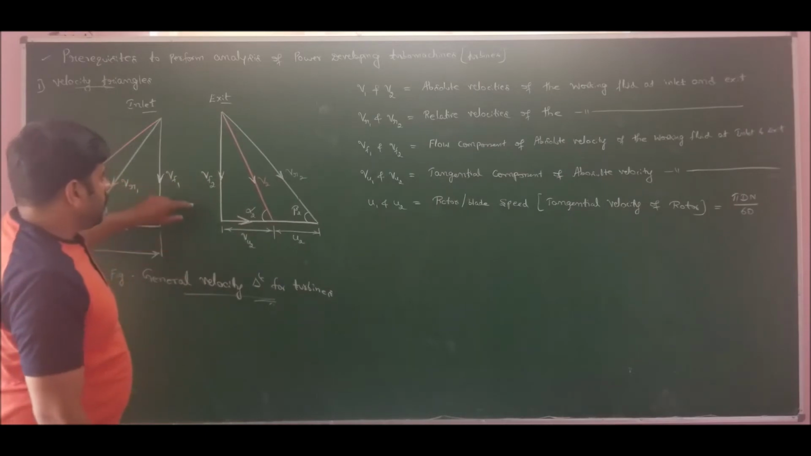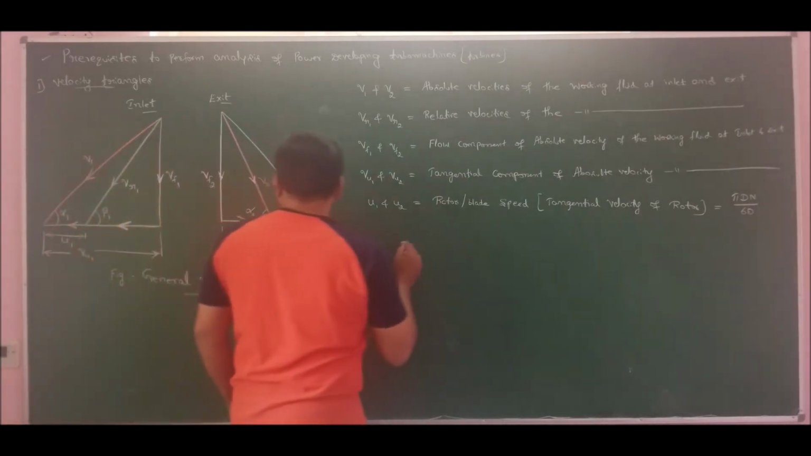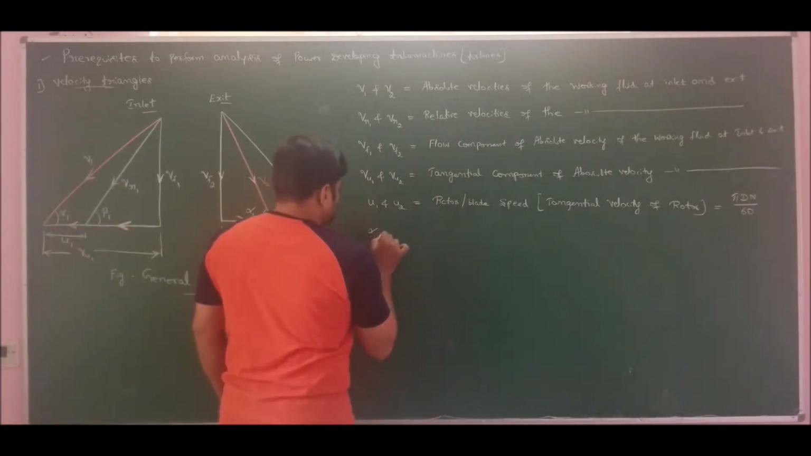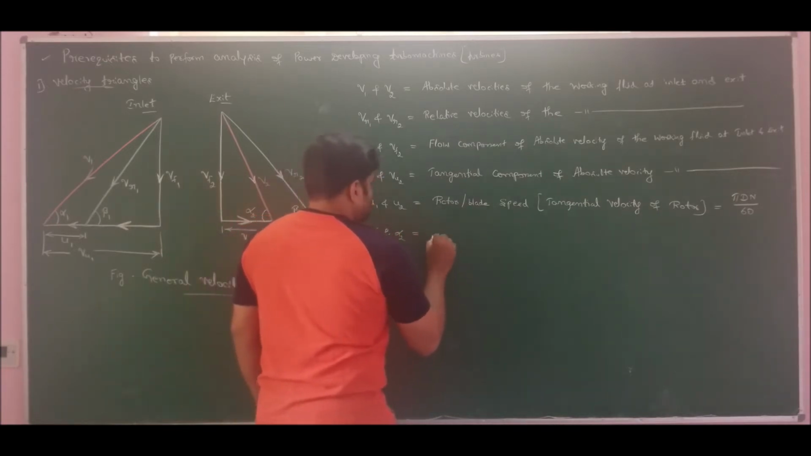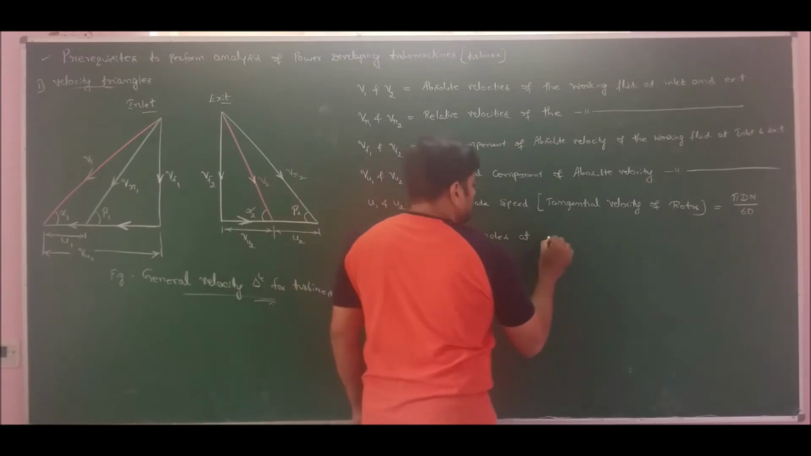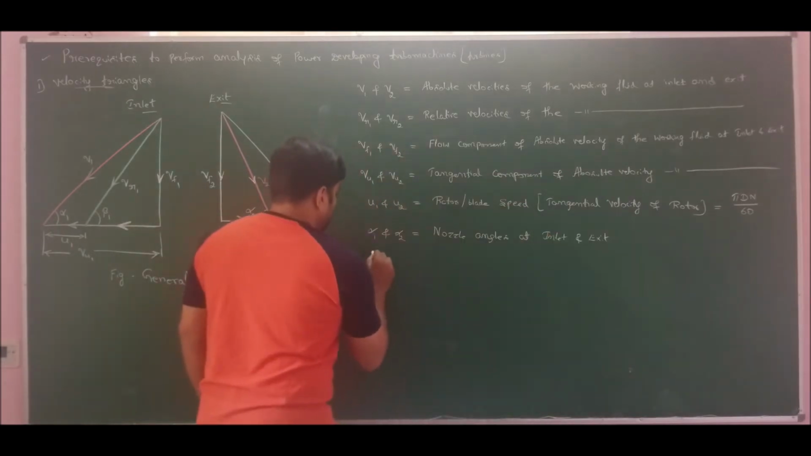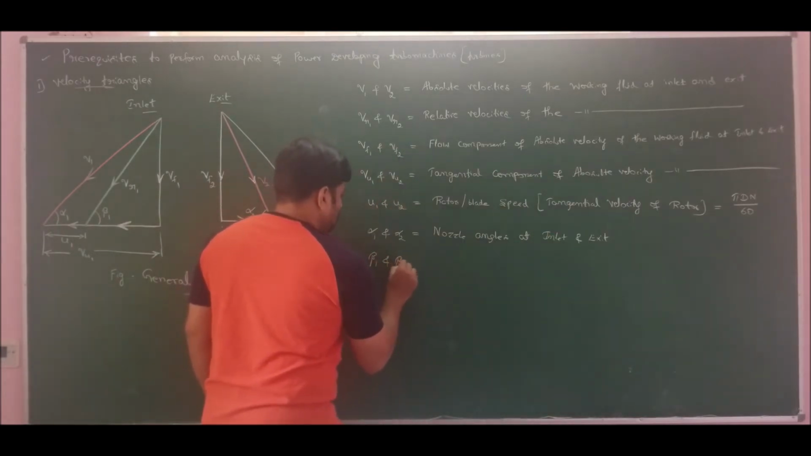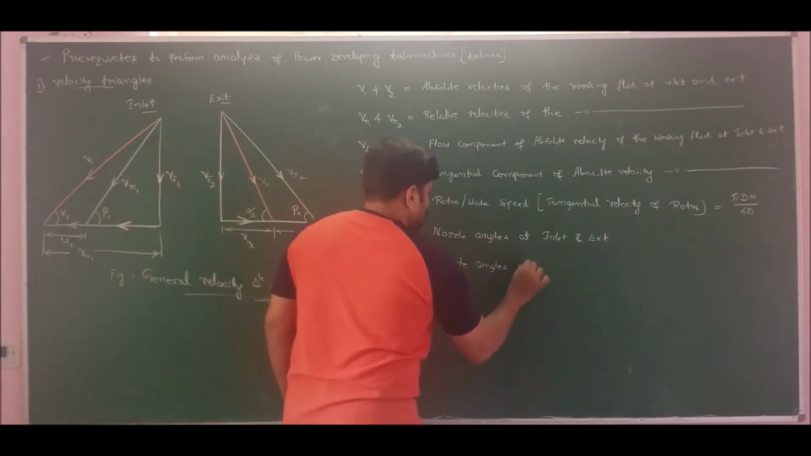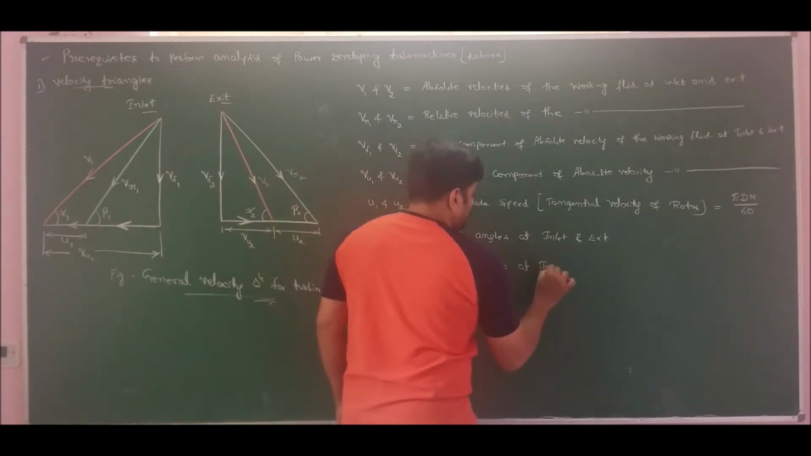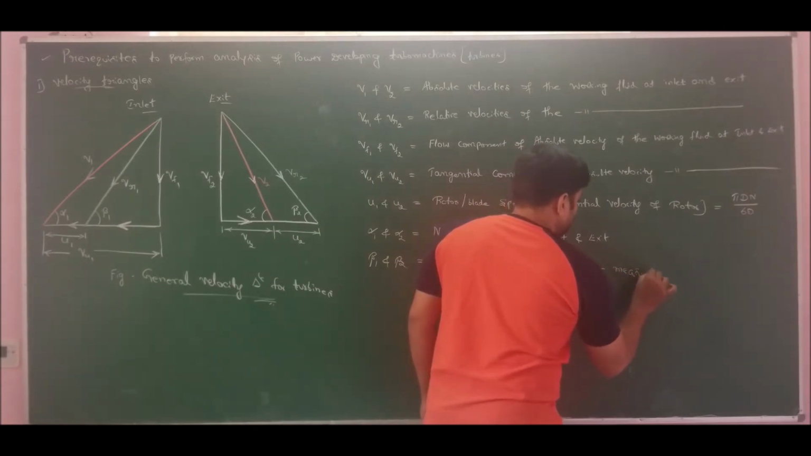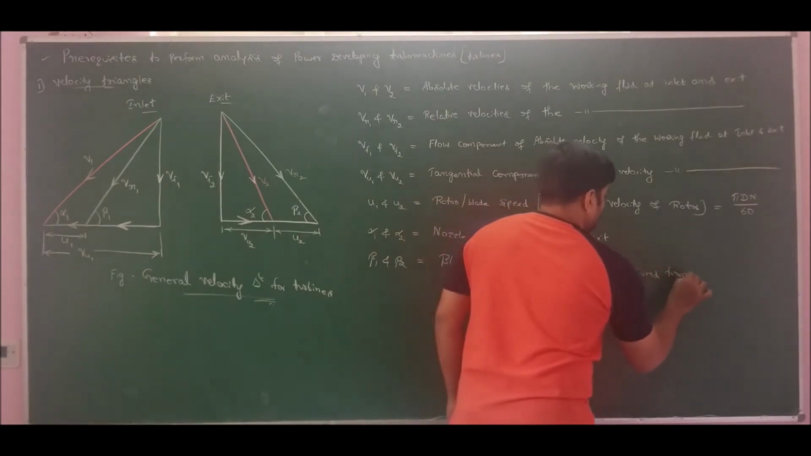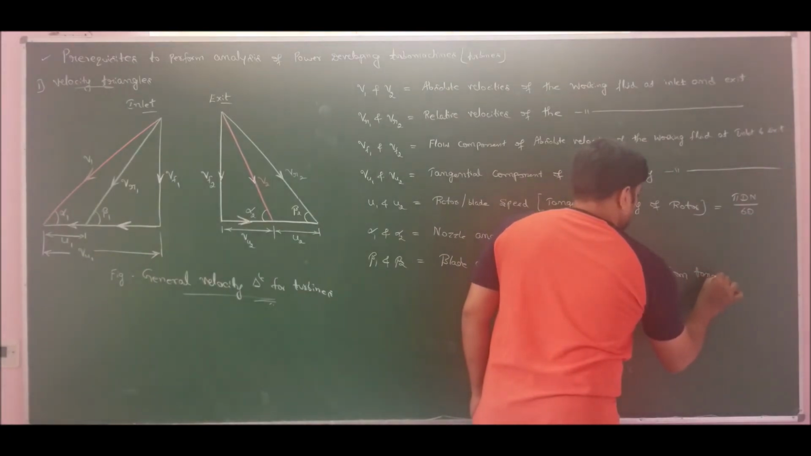After this, we have beta 1 and beta 2, alpha 1 and alpha 2. So alpha 1 and alpha 2 are the nozzle angles at inlet and exit. Beta 1 and beta 2 are the blade angles at inlet and exit, measured from tangential direction. Very, very important. Measured from tangential direction.